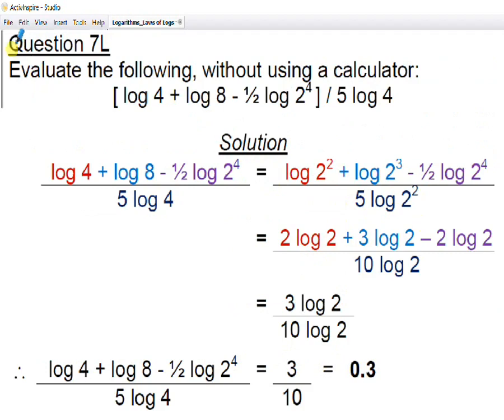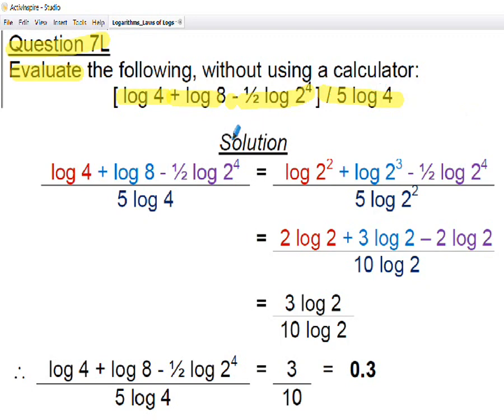Question 7L here, we're asked to evaluate the following: log 4 plus log 8, take away half log 2 to the 4, divided by 5 log 4, and again without using a calculator. So again we look for the base involved here, and I think it's again a base of 2, because 4 and 8 can all be written in terms of base 2.